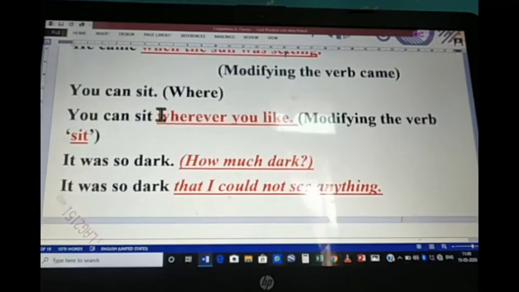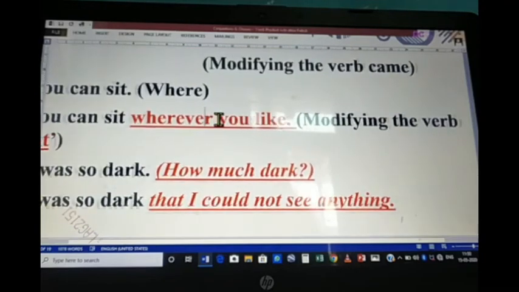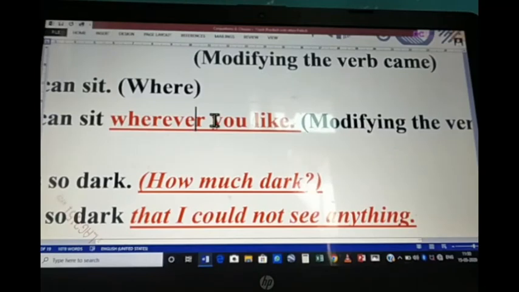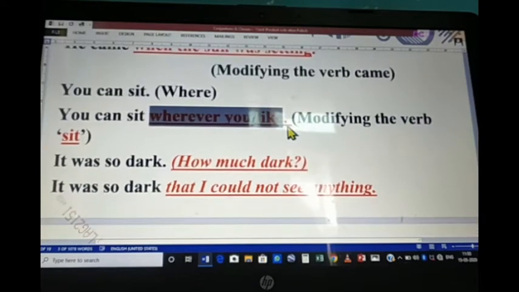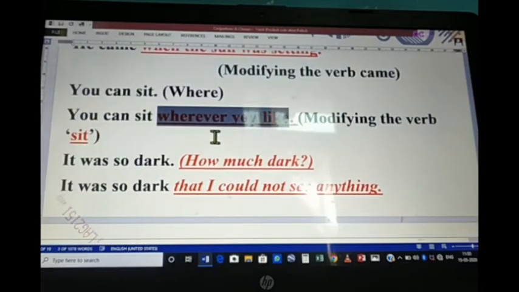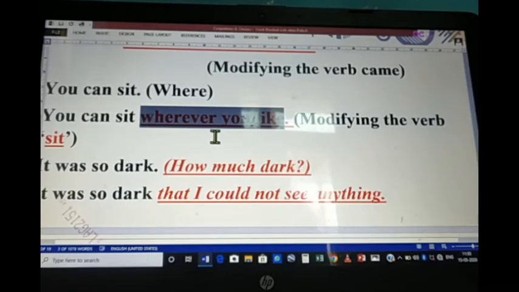Another example: you can sit. आप बैठ सकते हैं. Where can you sit? You can sit wherever you like. या आप बैठ सकते हैं जहाँ भी आप चाहें. So this wherever you like clause modifies the verb sit. So this is an adverb clause.